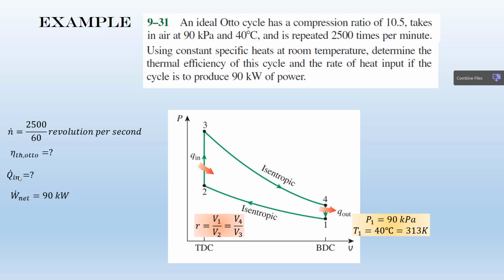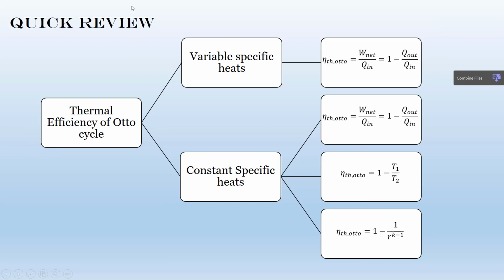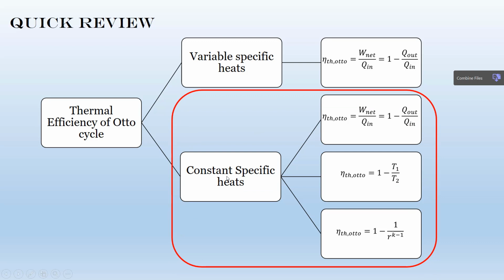Okay, guys. So to find the best equation for the thermal efficiency, let's go over all available equations to find the thermal efficiency of the Otto cycle. So here we have the constant specific heat. You need to pick one of these three equations. Based on the available information, because you have r, the compression ratio, you can find k from the reference tables. k for air at room temperature is 1.4. So you have r, you have k, you can simply find the thermal efficiency.